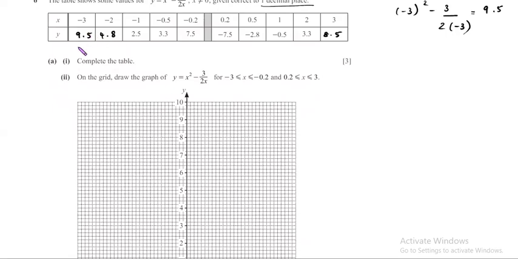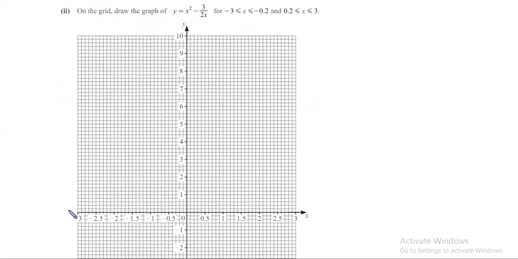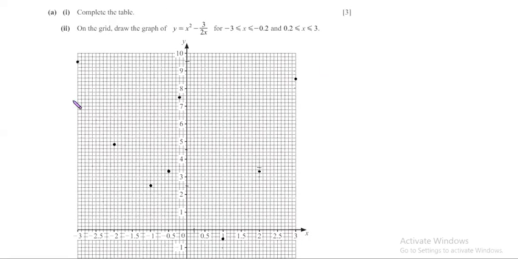The first one is negative 3 and 9.5. So we have negative 3 here. This is where 9 is. This is where 10 is. In between, we have 9.5. So this is where that point will be. Likewise, I'm going to mark all the other points. So I have marked all the points here.